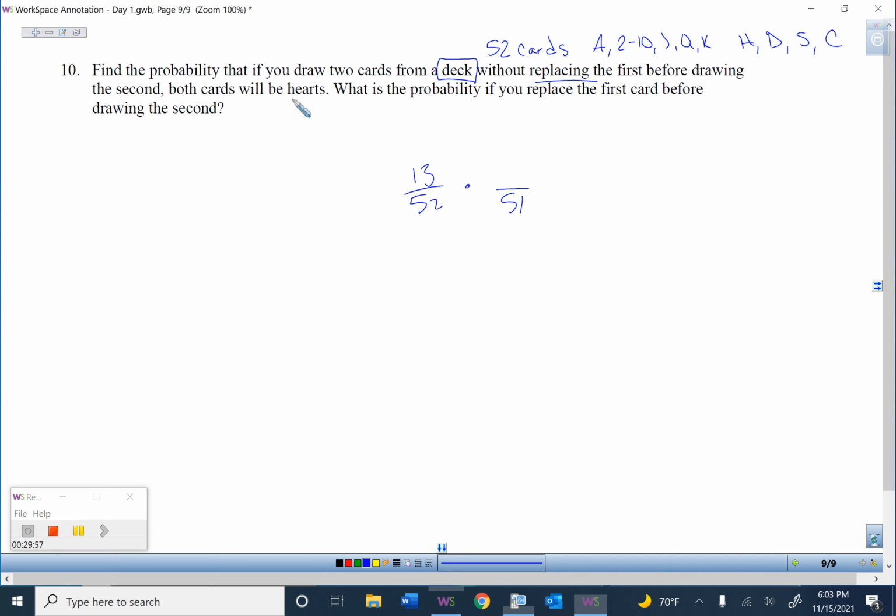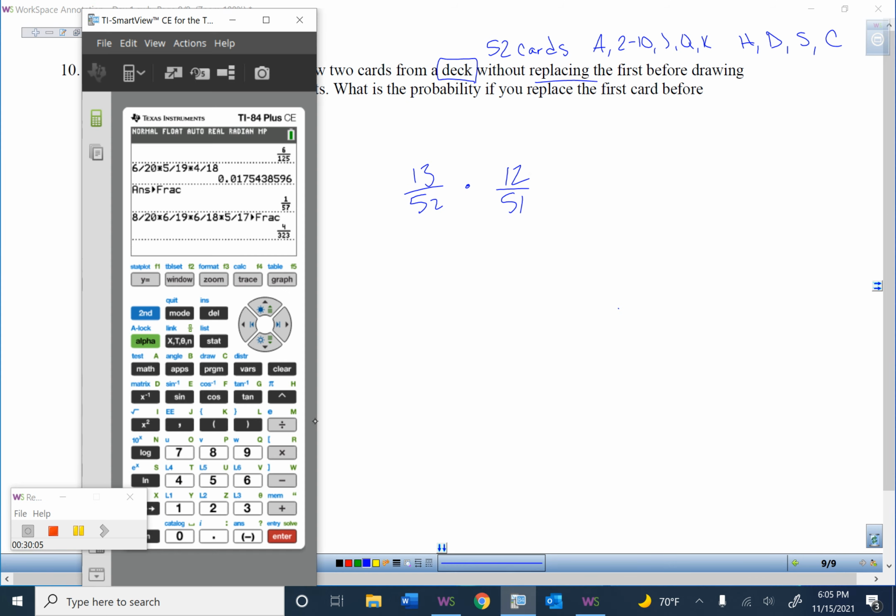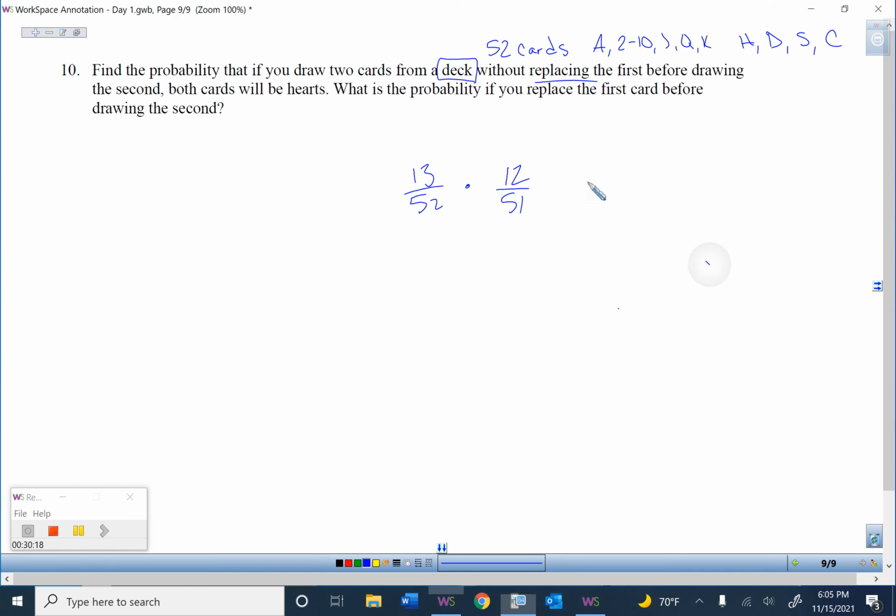Second part then, because I've taken out one of these hearts, we only have 12 left. Okay, again, you're just throwing that in your calculator. I'm going to use the 1 over 4 because I know that's what that reduces to. And then that 12 over 51. Then math enter. We've got 1 over 17 for that one.